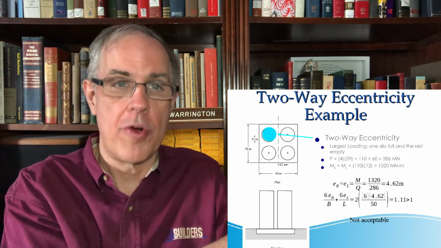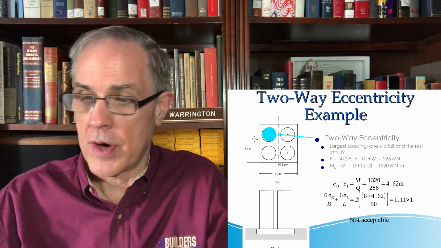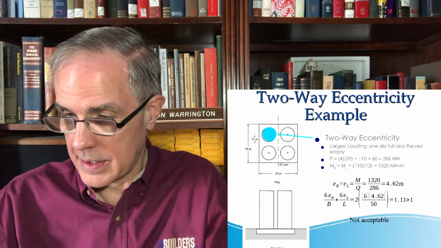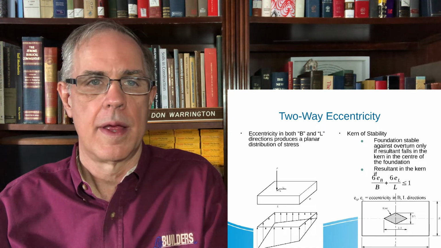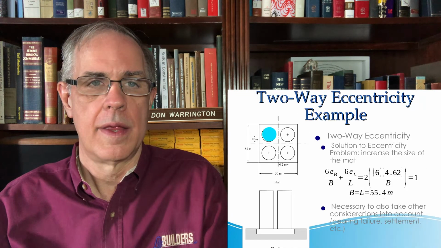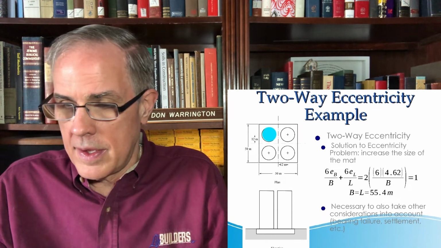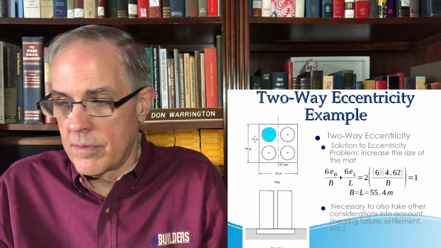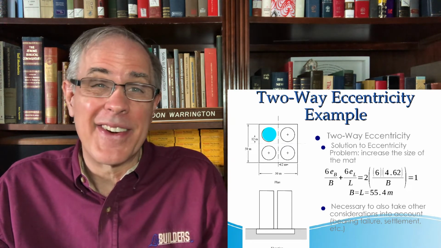Now I'm going to use this formula. I'm not going to compare L and B. That formula being, let me back up, this puppy right here. I'm going to use that formula and put those two, e_B and e_L, in there. And I come up with 1.11, which is great, which means it's not in the kern.